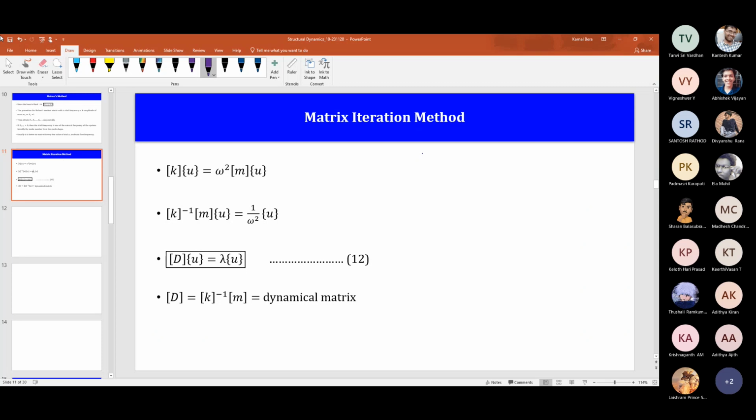eigenvalue analysis. I am again repeating: if you have any difficulties understanding those things, the single degree of freedom system or multi degree of freedom system, especially the eigenvalue analysis, how to find the natural frequency and mode shape, how to formulate the equation of motion, then orthogonality of the mode shapes, then the mode superposition theorem, and how to find the response finally, those need to be thoroughly understood.